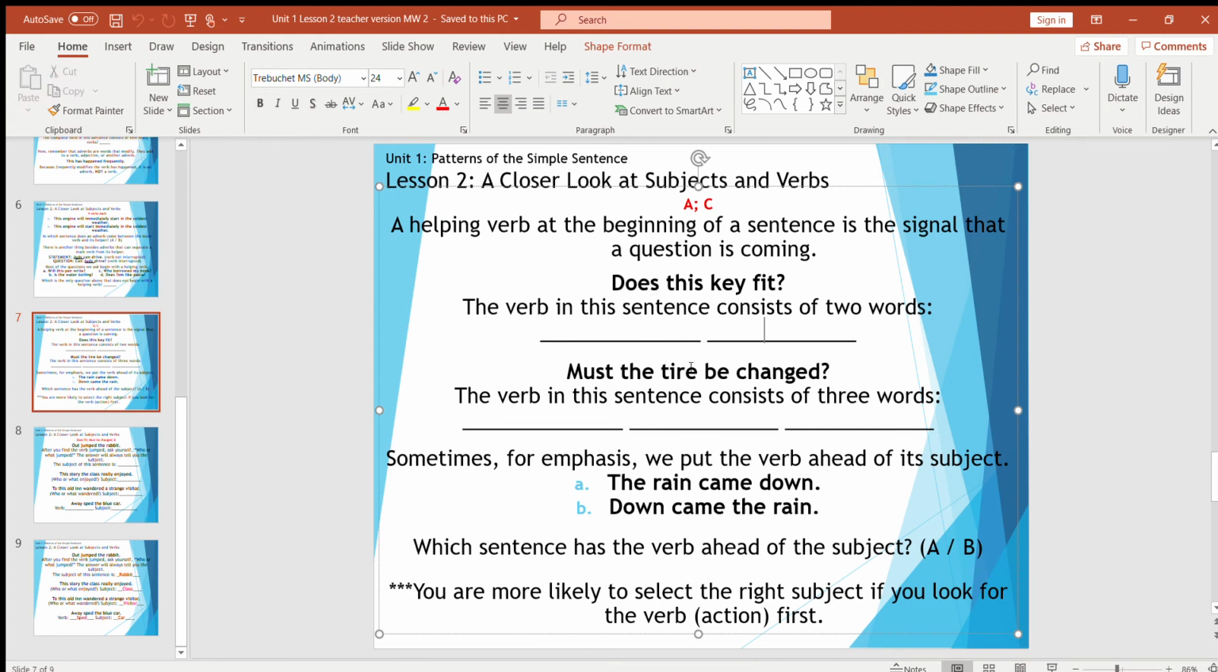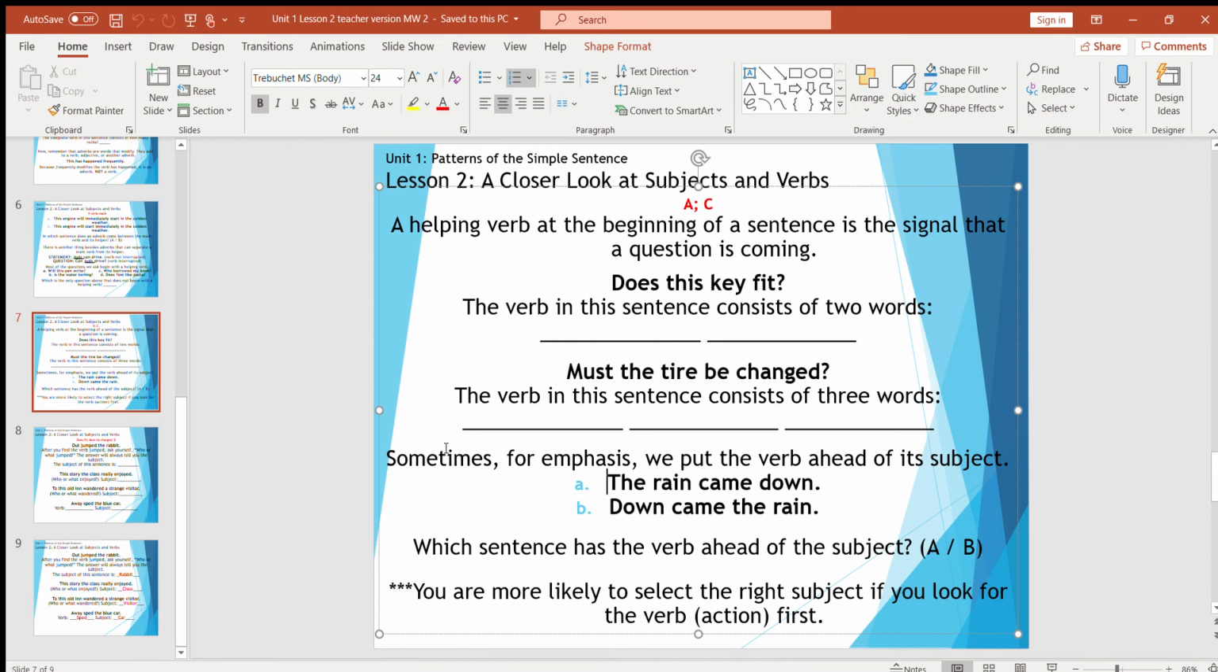Must the tire be changed? The verb in the sentence consists of three words. So again, if you're struggling to figure out what they are, try rephrasing it as a statement. What needs to be changed? The tire. So the tire must be changed, period. That squishes the helping verb and the action verbs back together again, so you'd know that the three verbs are must, be, and changed.